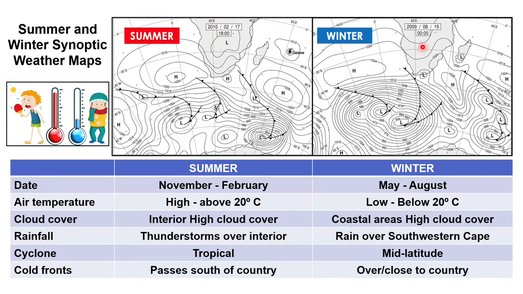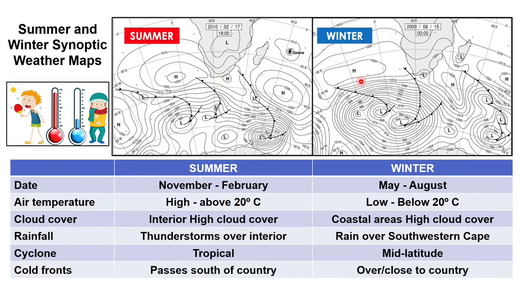If it's a winter map, I can see the date here is the 15th of, I can't even see if that's an 8 or a 6. It looks like an 8 to me, 2009. Okay, so if the months are between May and August in the date, then that's usually a good indication that it's a winter map. Look at the air temperatures at the individual weather stations.